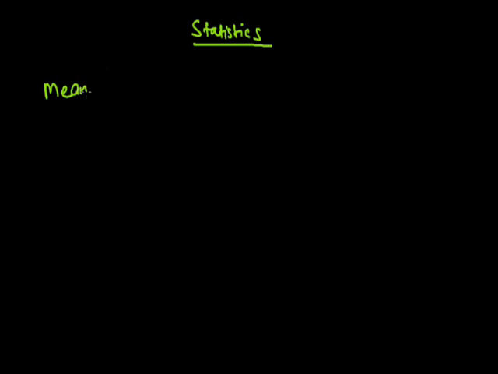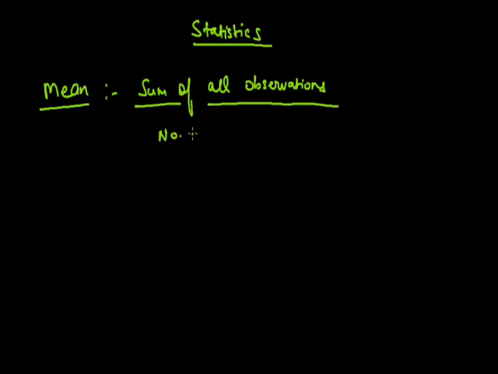So first we'll read about mean. As we already know, mean is one of the methods to find the average of the given data. To find the mean, we'll use the formula: sum of all observations divided by number of observations.